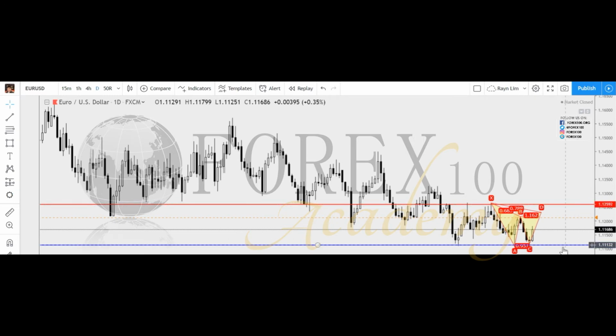This is the resistance line and support line. Euro Dollar is well supported at 1.1113. Alright, head down to the 4 hour chart.